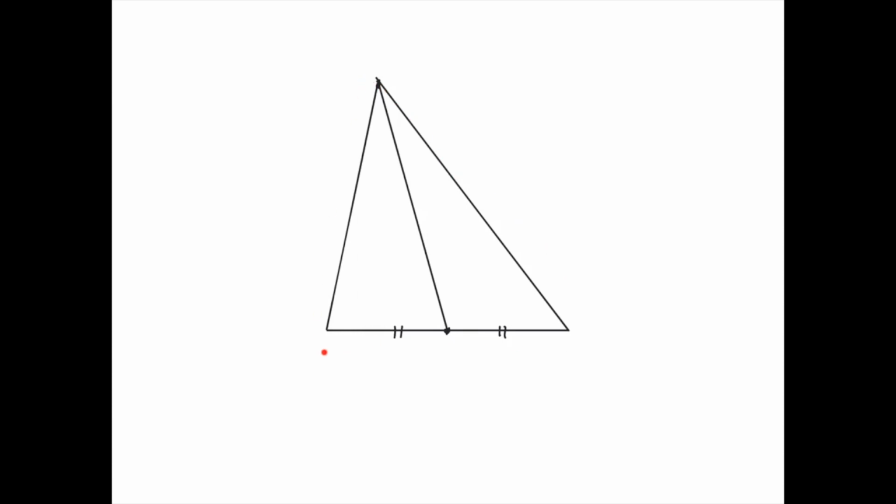Take a triangle and one of its medians. It splits the triangle into two triangles. It turns out that the areas of these triangles are equal. Let's try to prove that.